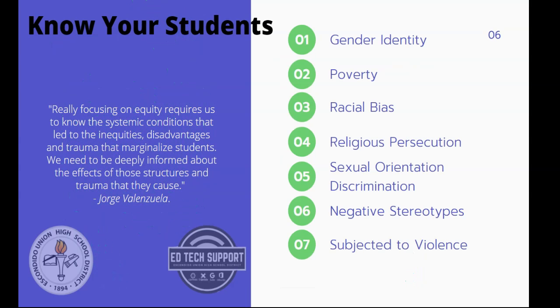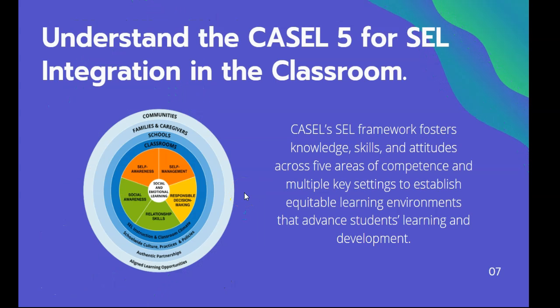George also said that if we want to begin the focus of increasing equity in the classroom, we really need to know the systemic conditions that led to the inequities and disadvantages and trauma that marginalize students. We need to be deeply informed about the effects of those structures and the trauma they caused. The preceding list are examples of some of the traumas that students can be exposed to, which could contribute to a diminished emotional state. To understand more about emotions and awareness, please visit the Collaborative for Academic, Social, and Emotional Learning website. The CASEL framework fosters knowledge and skills and attitudes across 5 areas of competence and helps to establish equitable learning environments.